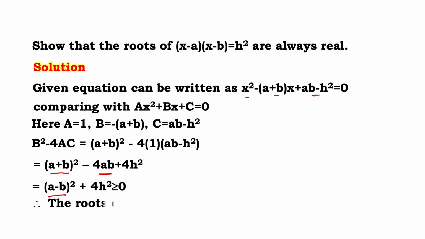So we know that both the quantities are whole square terms, and the sum of whole square terms is always positive. Rather, maybe it's possible both are equal to 0. If both are equal to 0, then a is equal to b and h is equal to 0. So if h is equal to 0, both the roots will be a and a. But in that case also we are getting real roots. So overall I can say this has real roots, right?